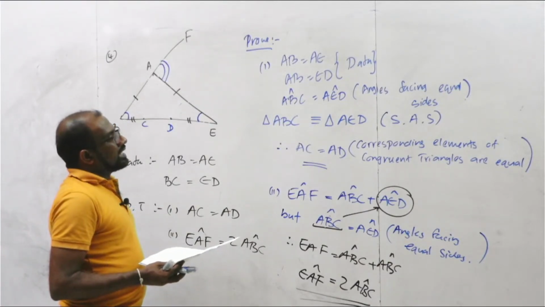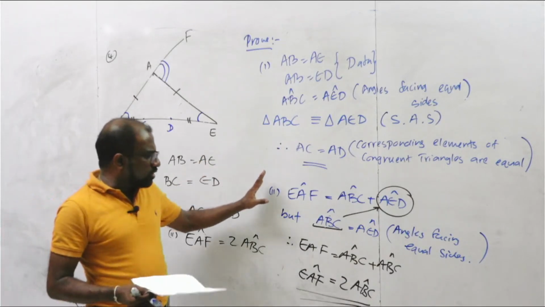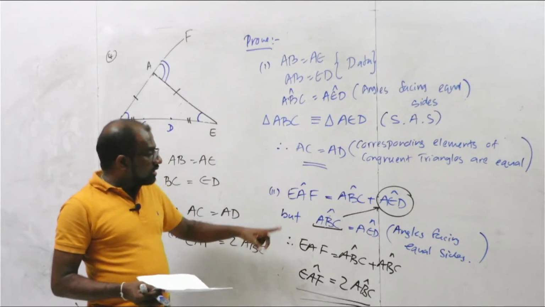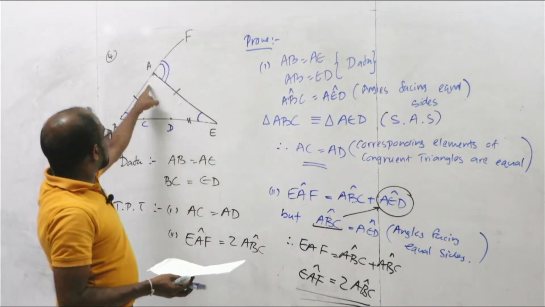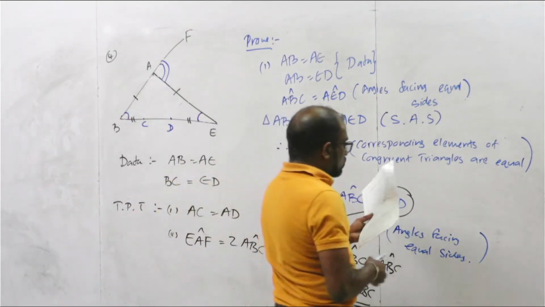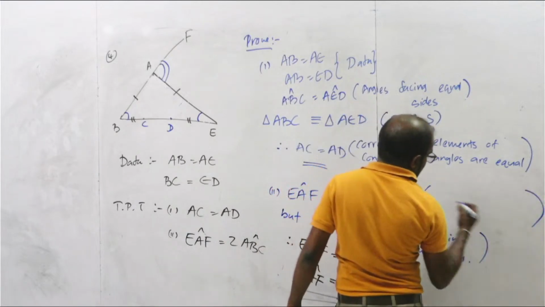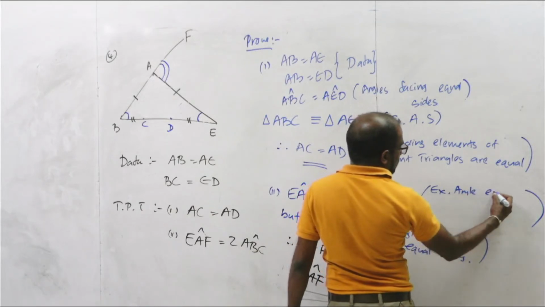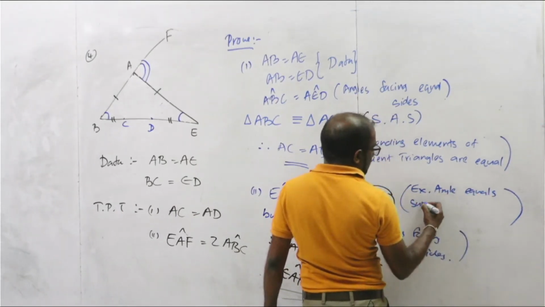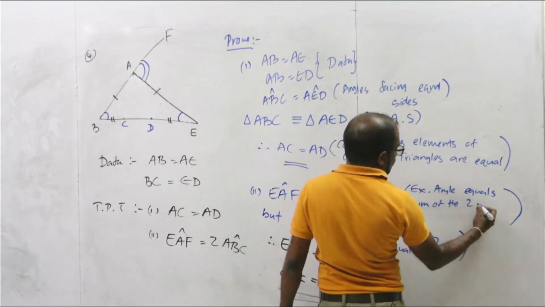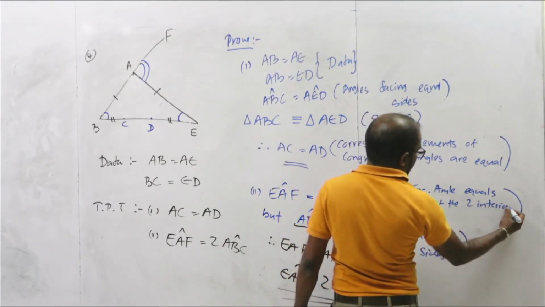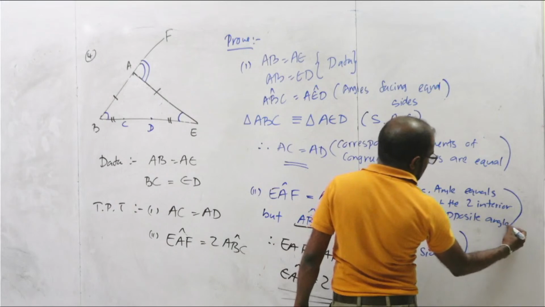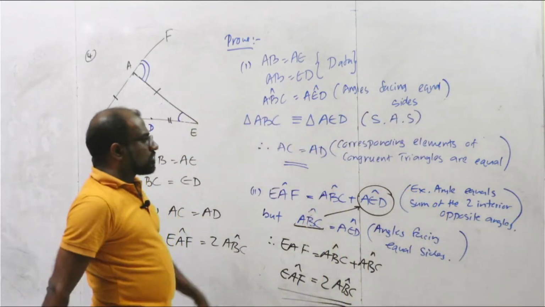Practice writing geometry problems out. Students may leave gaps here; we must write the reason. EAF equals AED plus ABC. The reason is what? Exterior angle equals the sum of the two interior opposite angles. Right?